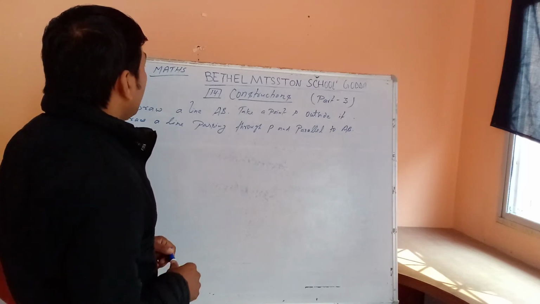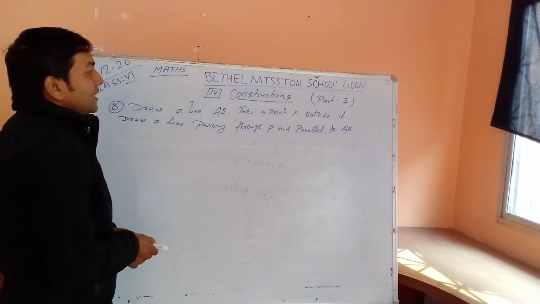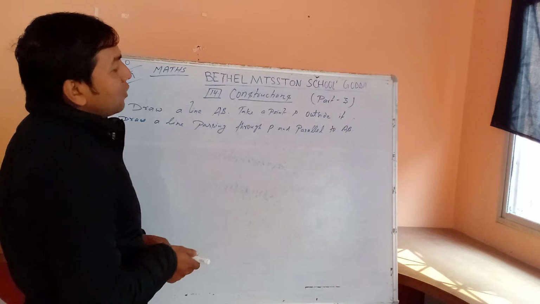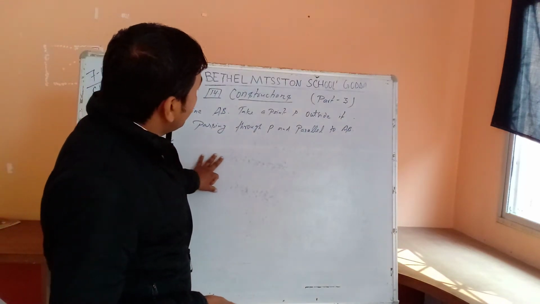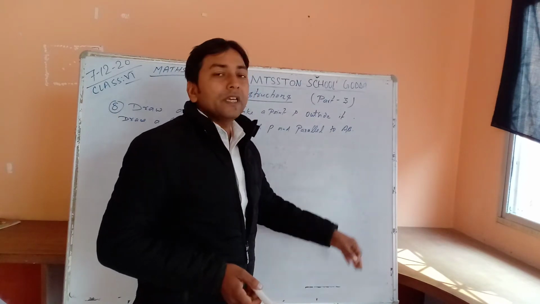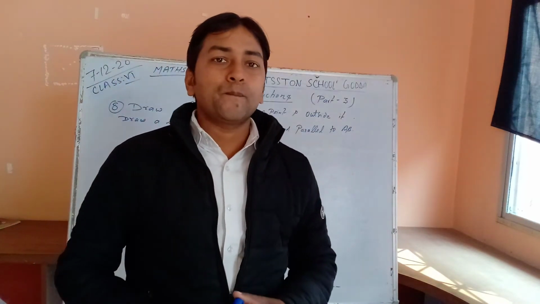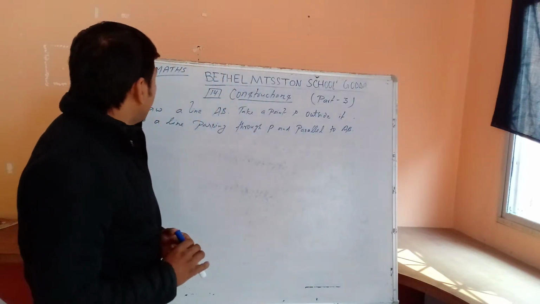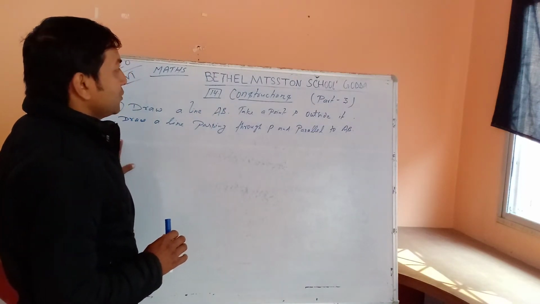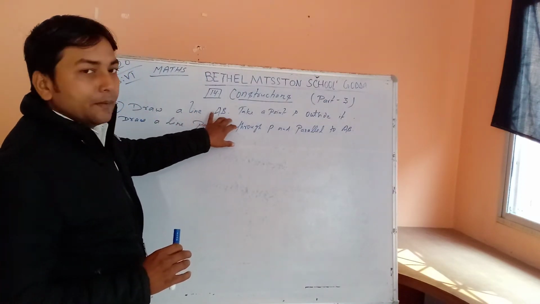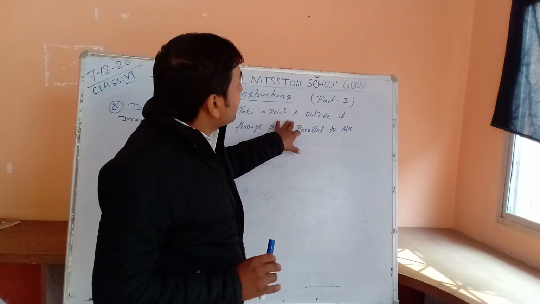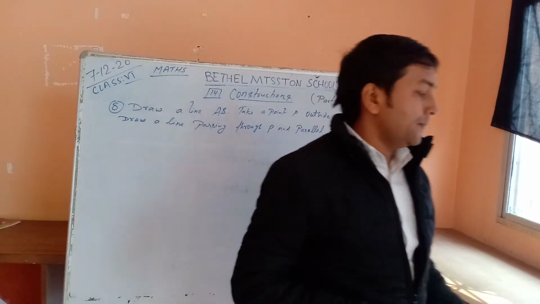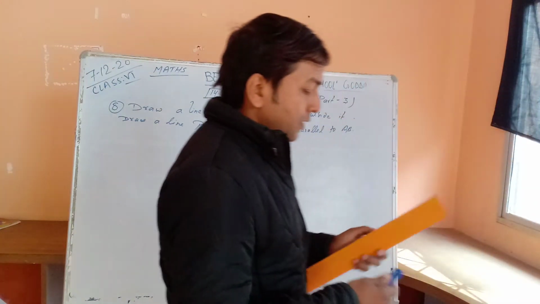Draw a line AB, take a point P outside it, and draw a line passing through P and parallel to AB. Okay, so first we have to draw a line AB, and we have to take a point P outside it. So let's start.